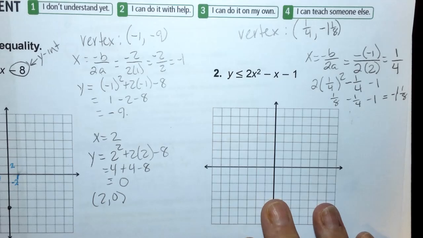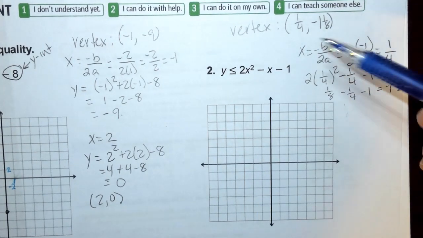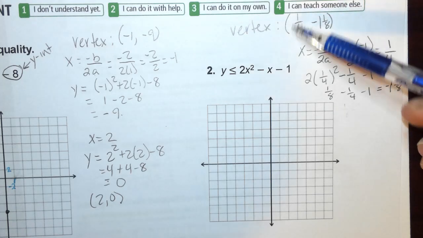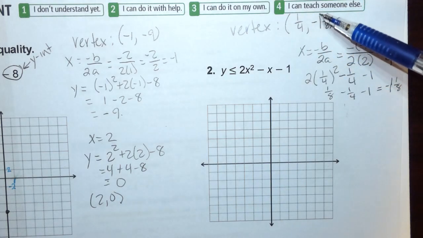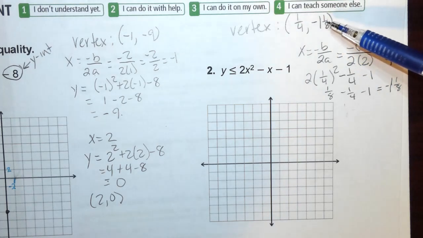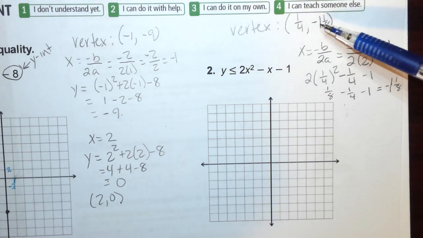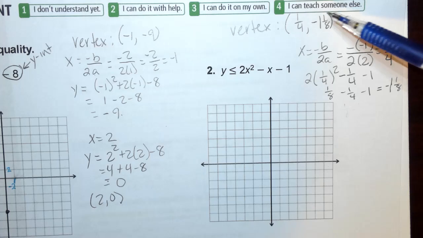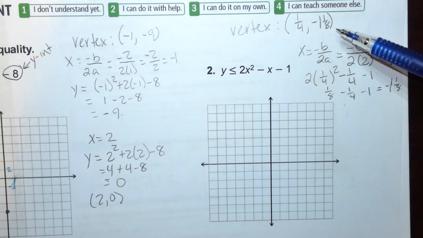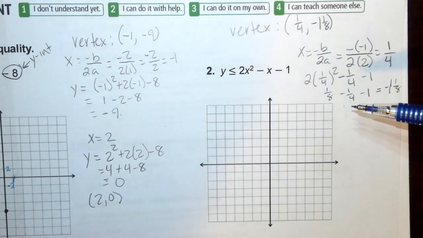Okay, so the vertex for this one is ugly. Remember though, if you don't like fractions, you can turn them into decimals. This would be 0.25. This would be negative 0.125, or actually not that, but negative 1.125. So again, if you don't like the fractions, you can put them in the calculator. You can get the decimal form.